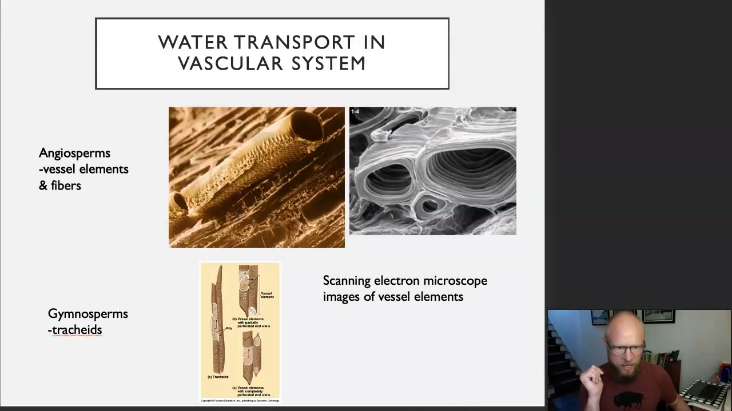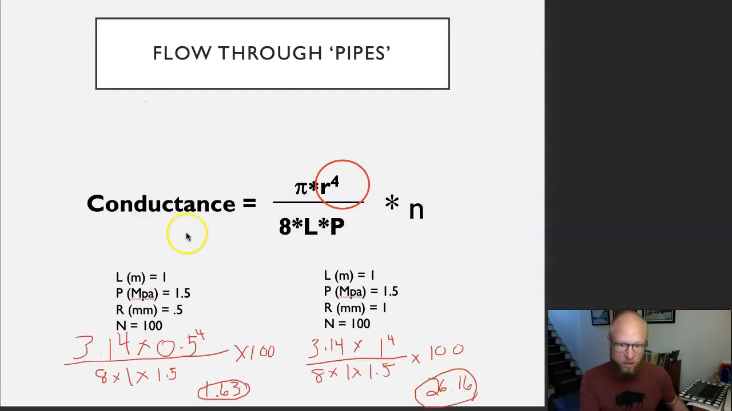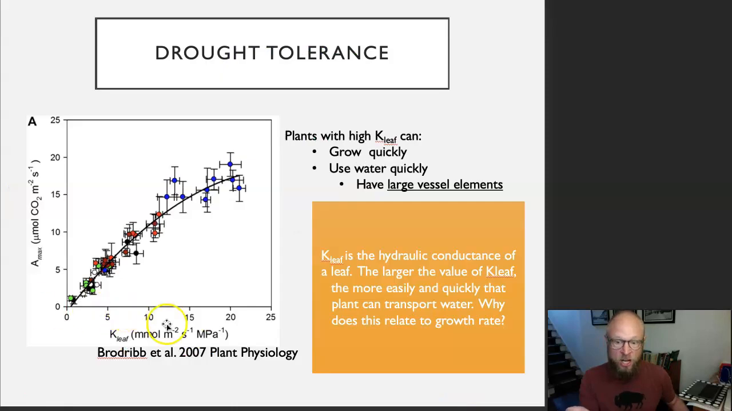I have this slide again, but we don't really need to talk about it again. Let me just show you a figure, and we're going to talk about this and some trade-offs with these pipes in just a second. So the figure on the left shows K sub leaf by A max. K sub leaf is the hydraulic conductance of the leaf. So we just calculated conductance. This graph shows the conductance for an entire leaf versus its photosynthetic rate.